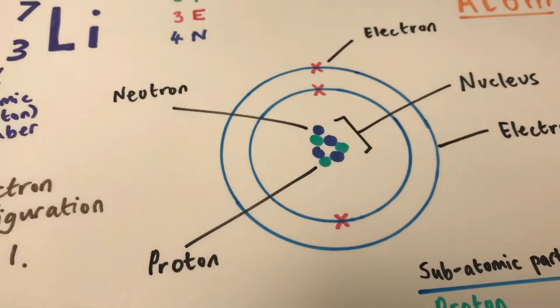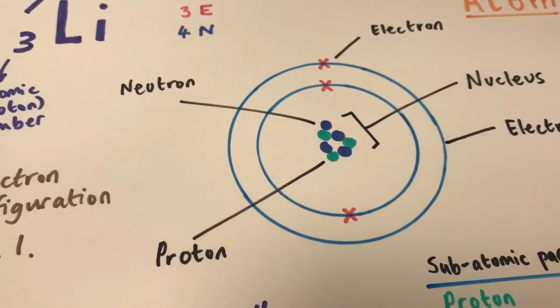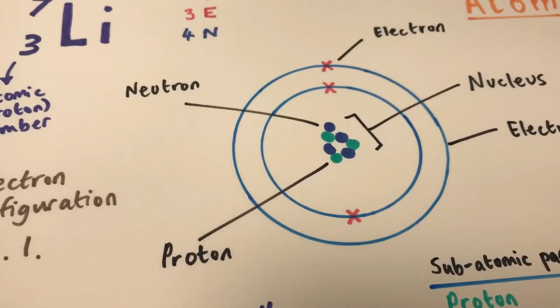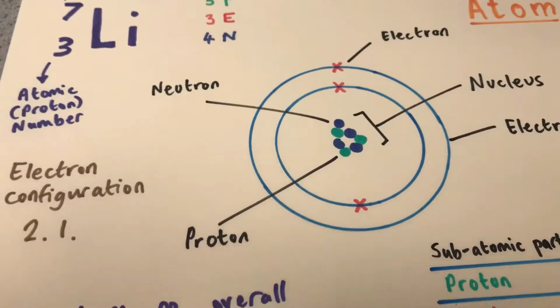And we could load up that second shell up to 8. So we start in the middle and we load them up, 2 on the first shell and then it's full, and then 8 on the shells after that.